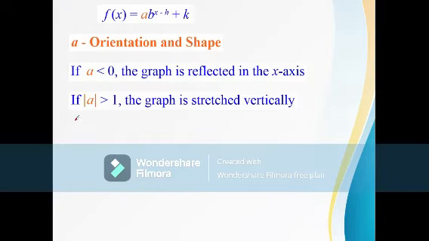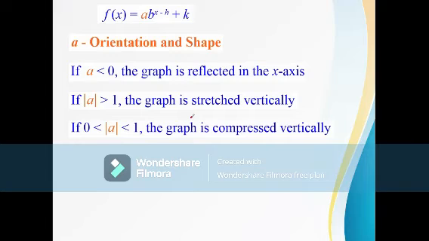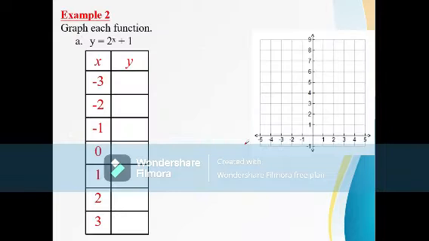If the absolute value of a is greater than 1, the graph is stretched vertically. If the absolute value of a is greater than 0 but less than 1, the graph is compressed vertically. Okay, let's have an example. Graph the function y is equal to 2 to the power of x plus 1.